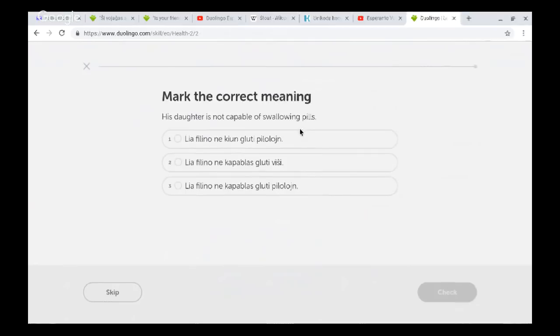And that way you're not being quizzed on things you don't know. His daughter is not capable of swallowing pills. So I just look up here and I look which one of these last words is pills, piloloi, these two. And the first sentence is nonsense. Lia filino ne kun gluti piloloi. Do devos esti la tria. It has to be this third one. Lia filino ne kapablas gluti piloloin.